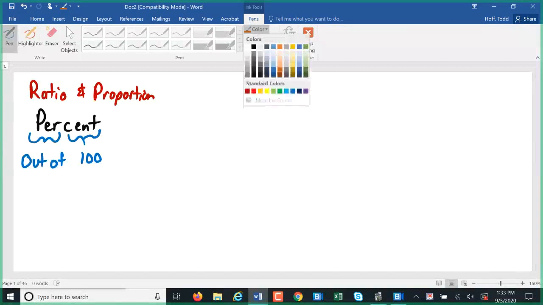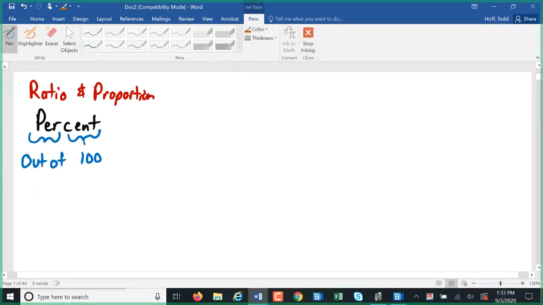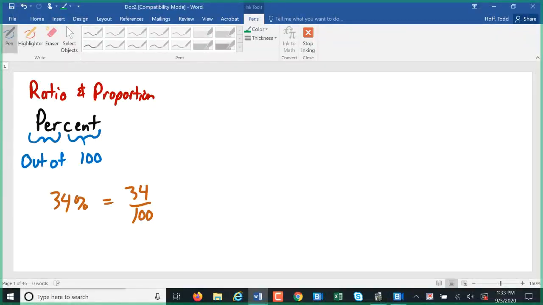So if we want to work with a percent, if we're given something like 34%, what that literally means is 34 out of 100. In fact, if we want to convert a percent into a fraction, it's just that easy. We put it over 100.